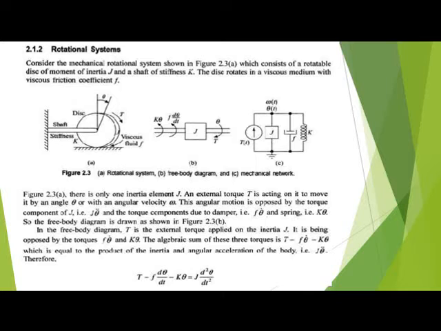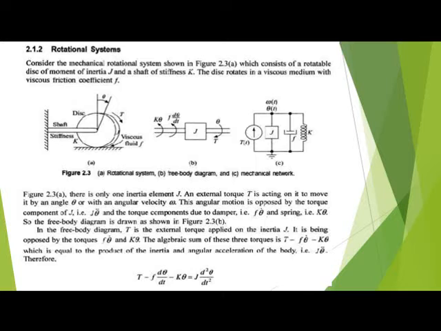This is the rotational system, one example of a rotational system. We consider the mechanical rotational system as shown in the figure, which consists of a rotatable disc with moment of inertia J, and a spring with stiffness K, with one end connected to ground or a wall. Here the disc rotates in a viscous medium, with friction coefficient F.